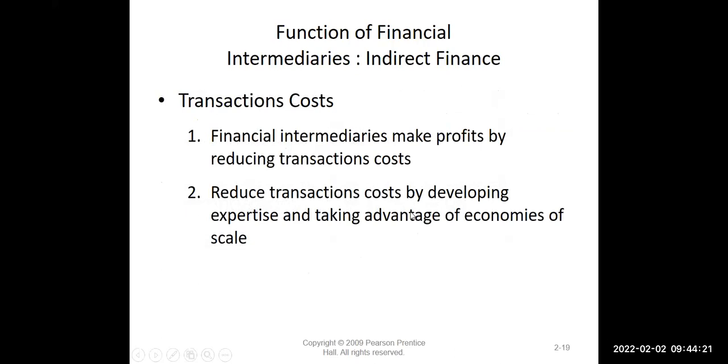So, transaction costs: financial intermediaries make profits by reducing transaction costs. If you are depositing your money with the bank, you are not the only person depositing money with the bank. There will be hundreds and thousands of people depositing their money with the bank. So the banks will not be processing a small amount. They will require experts who can be hired and paid on a regular basis, and they can get a lot of work from them. So they are able to reduce cost with a small salary.